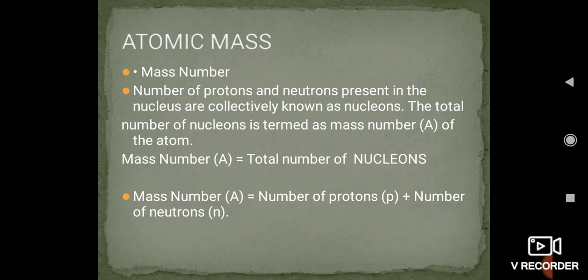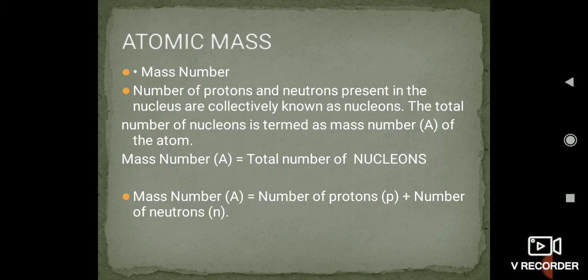Now let us move to the next topic, that is atomic mass, which is also considered as mass number. Now what is mass number? Mass number is the total number of nucleons present in an atom. Now what are nucleons? The protons and neutrons present in the nucleus are collectively known as nucleons. So the total number of nucleons is termed the mass number of an atom.